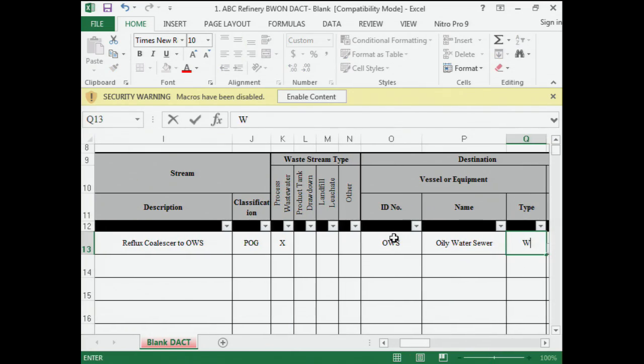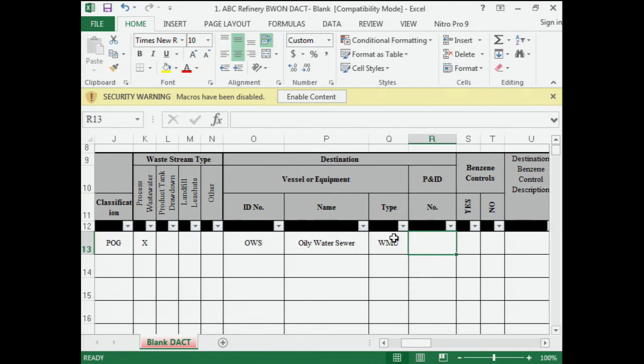And oily water sewers are part of the individual drain system, which is your WMU type. And that P&ID, a lot of times you don't have to put the P&ID for the process sewer because the sewer itself isn't necessarily always reflected on the P&ID. Or what you could do is just put the P&ID where you show that stream actually going to that hub or sewer. So you would put this one there, or you could just put NA.